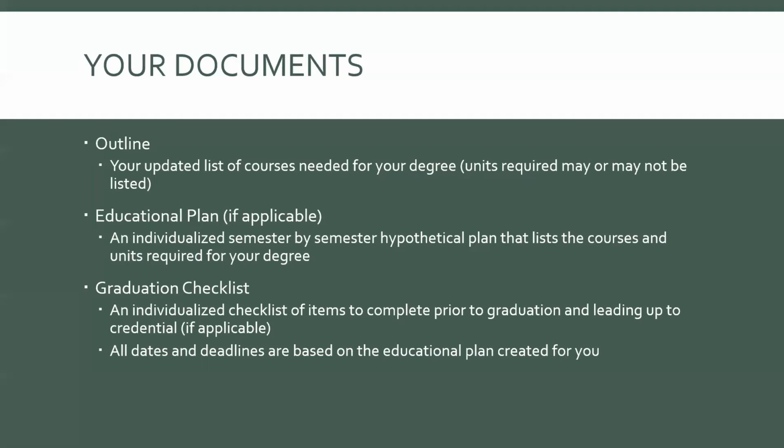The graduation checklist is individualized, specific to the plan or the timeline that you're on. It gives you a checklist of items that you need to complete prior to graduation and then leading up to credential, if applicable. Again, some of you may not be interested in a teaching credential, so we try to make notes on there that say not applicable. Each one of these graduation checklists was filled in with your specific information, and the dates and deadlines are based on the educational plan that we created. So if you change anything in that plan, those dates may be impacted. Just keep that in mind.